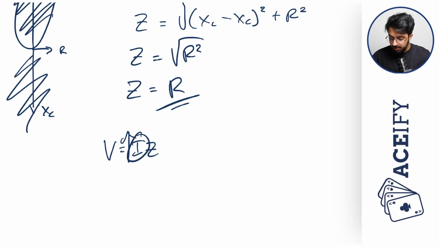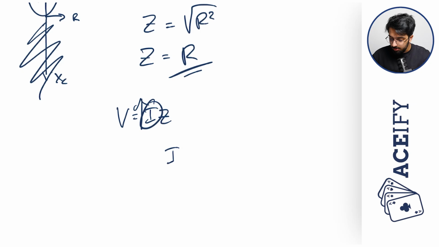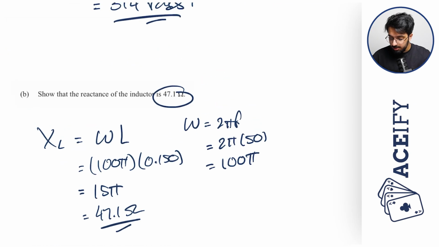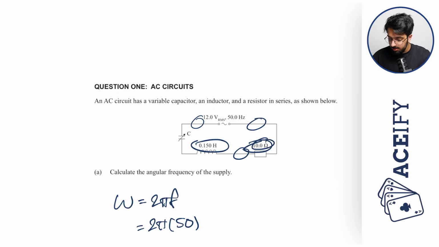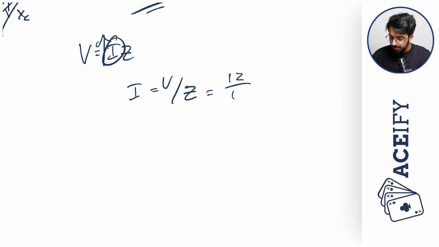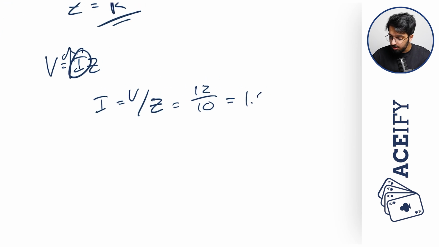And so therefore, to calculate this current, we get I is equal to V all over Z. Our Z value is equal to the value of our resistor, which has 10 ohms of resistance, and we get a 12 volt source. And so we get 12 all over 10. And so this is equal to 1.2 ohms.